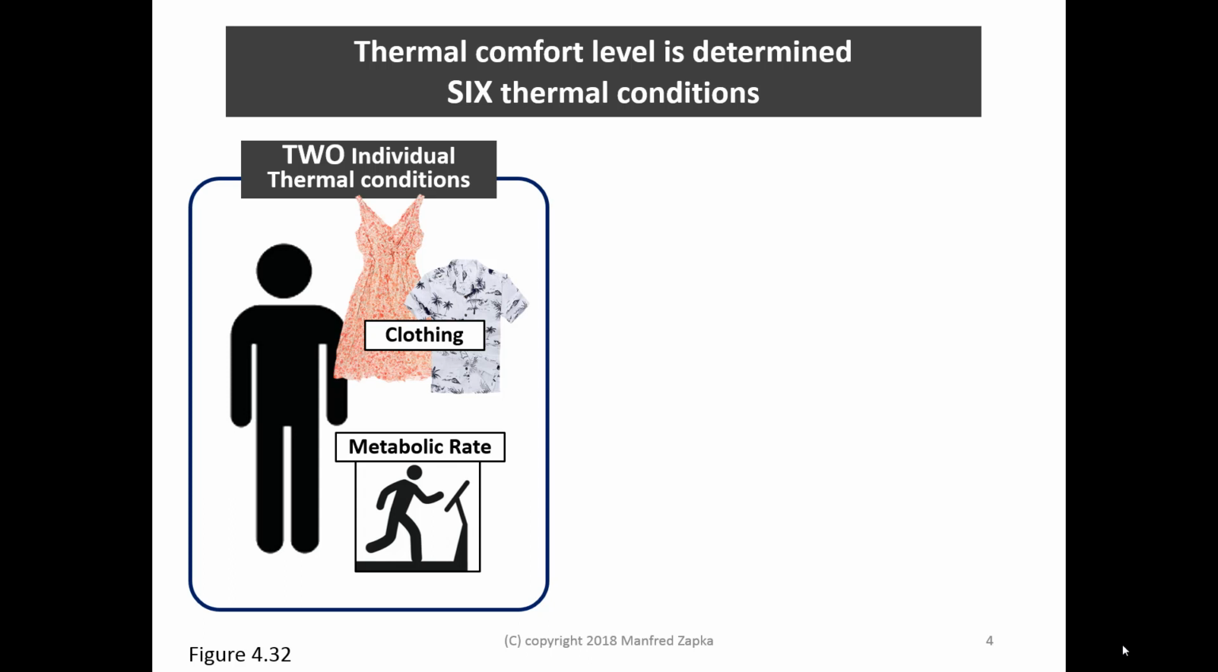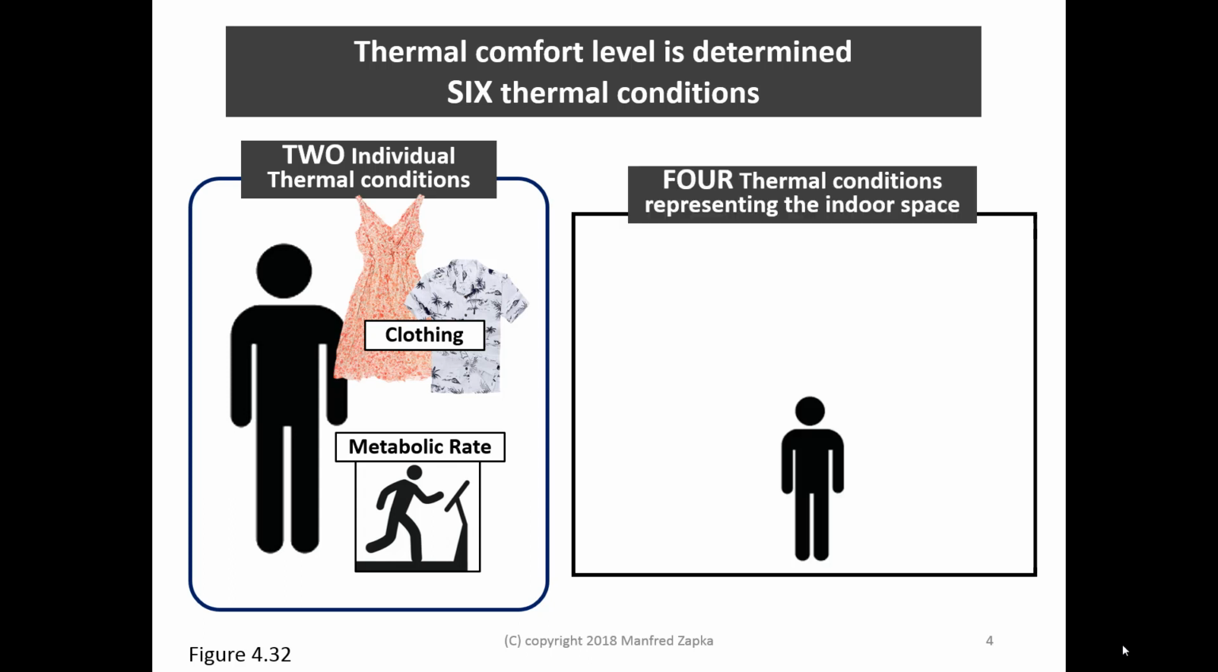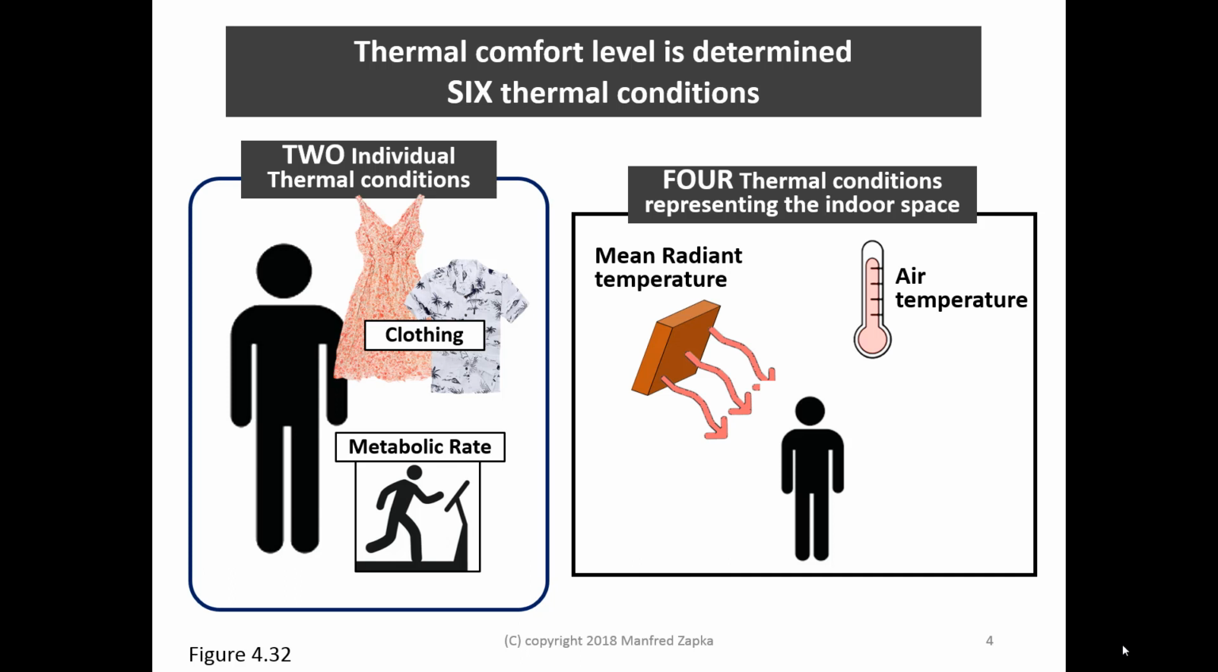I mean, the most effective body condition would be like a nude body that can get rid of the most heat. But of course, we cannot have that usually, and so we have to have clothing, and the clothing is some kind of an insulation. The next one would be the 4 thermal conditions which are representing the indoor space, which is the air temperature, the mean radiant temperature, which signifies the radiant heat loss. The humidity means how much water vapor is in the air, and air velocity.